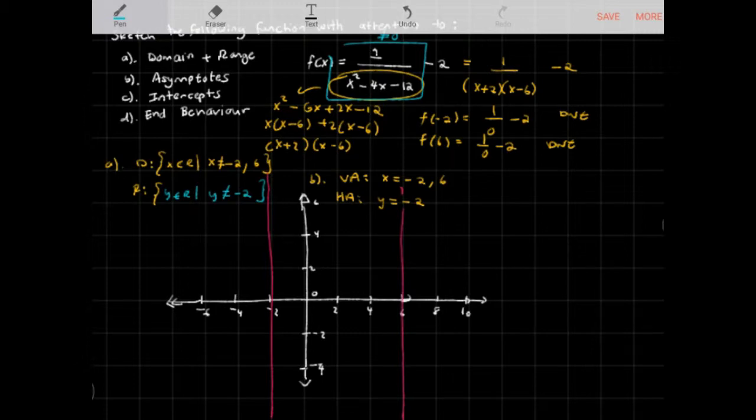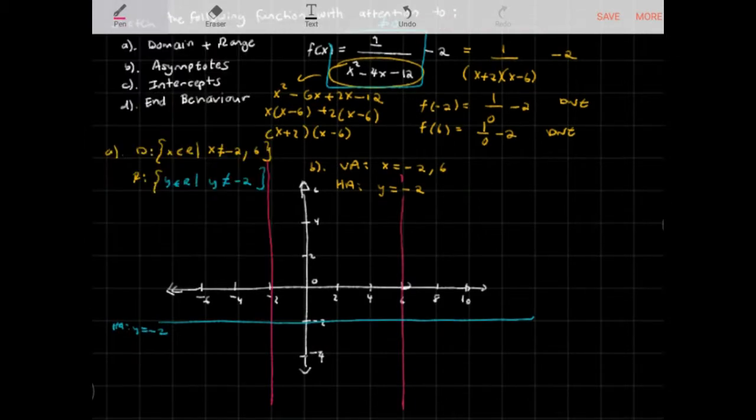Okay, so let's do the horizontal asymptote in blue. So this is the horizontal asymptote in blue. So the horizontal asymptote, y is equal to negative 2. The vertical asymptote is basically x is equal to negative 2. And vertical asymptote x is equal to 6.